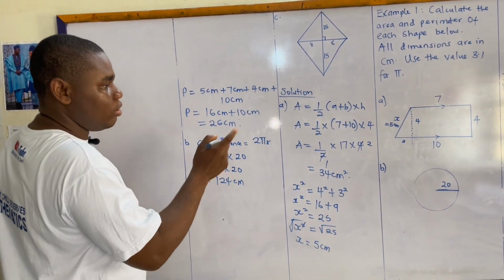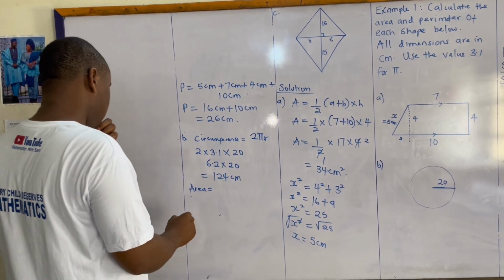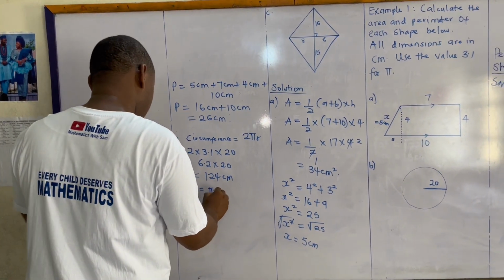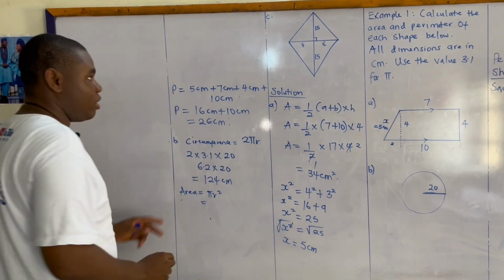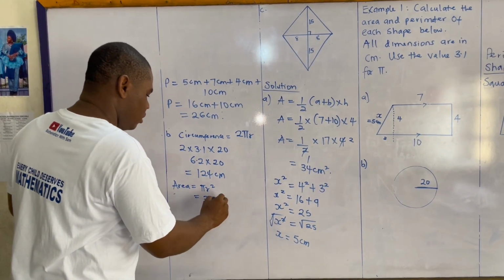Now for the area of the circle, which is pi r squared. From the question, pi is 3.1.